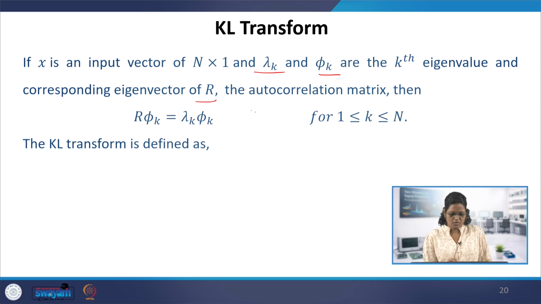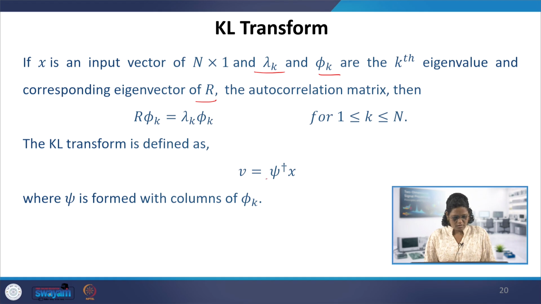These are the conditions: you know x, you know the autocorrelation matrix of x, and phi is the eigenvector corresponding to the eigenvalues. Then the KL transform is V equals psi dagger x, where psi is formed from the columns of phi k, the eigenvectors of the autocorrelation matrix of x corresponding to the eigenvalues we obtained. Dagger implies complex conjugate transpose. Here it's real, so we usually use psi transpose in the transforms. So psi is formed with the columns of phi k.